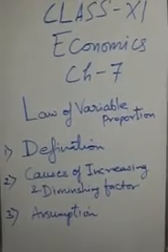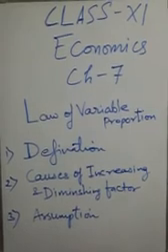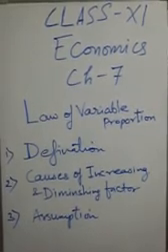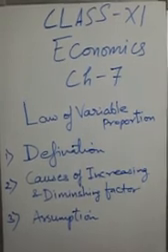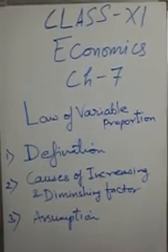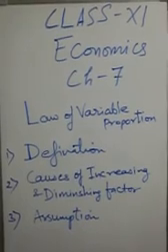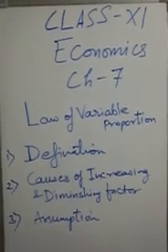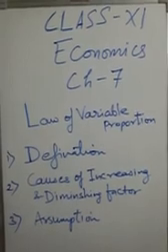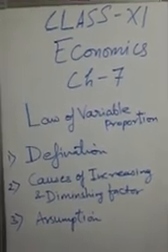And in this law there are three stages. In the first stage, MP is increasing; this stage is known as increasing return. In the second stage, MP is diminishing; this is called the stage of diminishing return. And the third and last stage is when MP is negative, and this stage is known as negative returns.